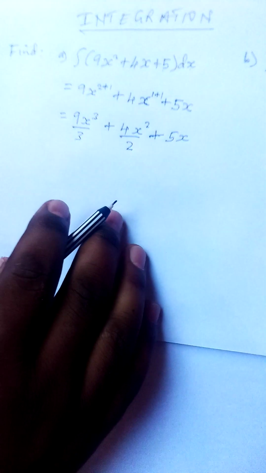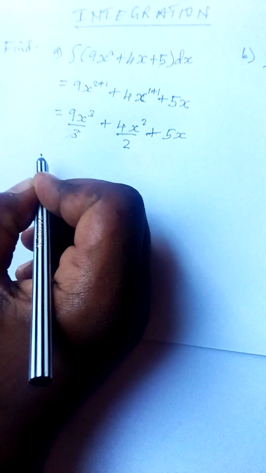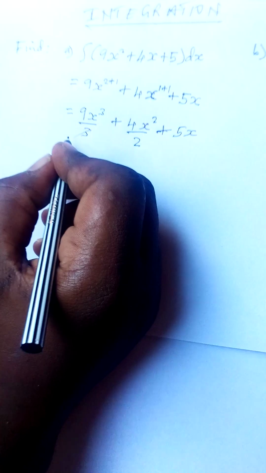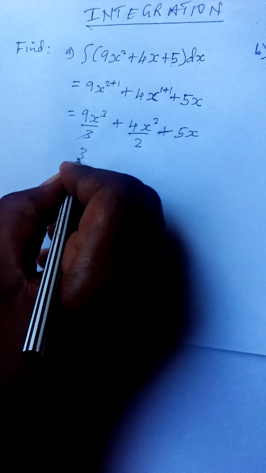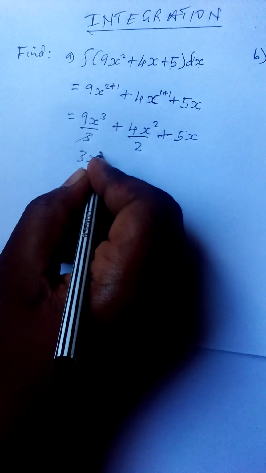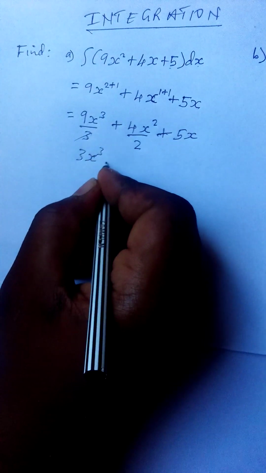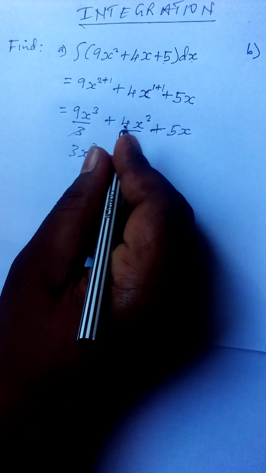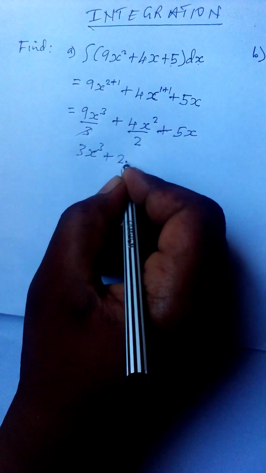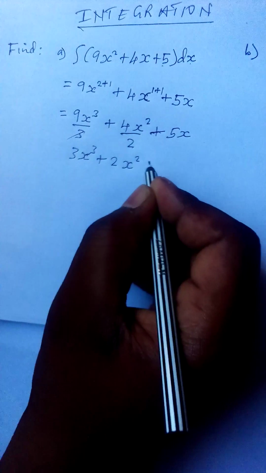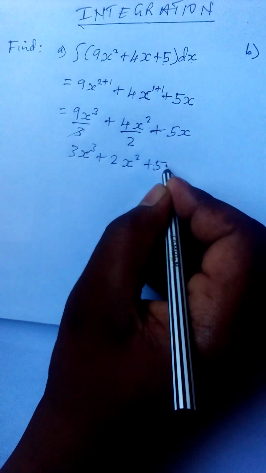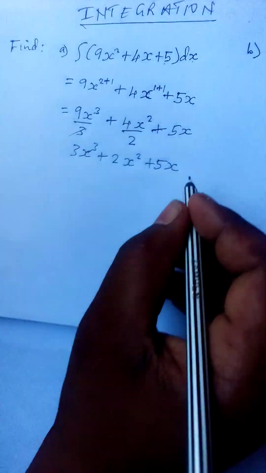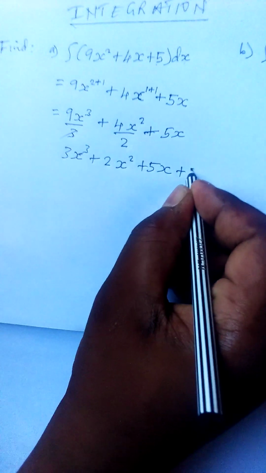Then after that, 3 into 3, it is 1. Then 3 into 9, it is 3. So here we're going to have 3x to the power 3, plus 2 into 2 is 1, 2 into 4 is 2, so 2x to the power 2 plus 5x. Then when you do this, you should be able to say plus c.